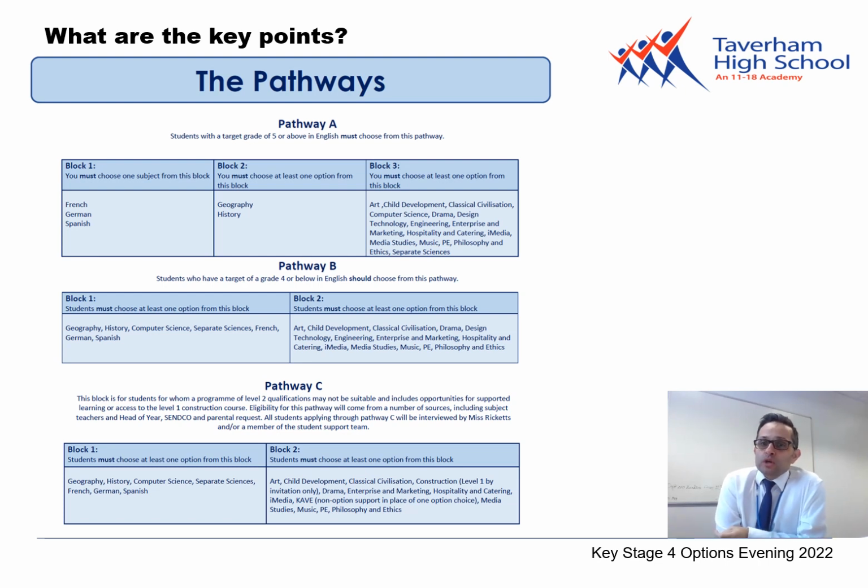If you think that you are a student who would benefit from taking fewer level 2 qualifications, and level 2 is generally a pass and above, so a grade 4 or 5 and above, and you feel that it would be beneficial for you to concentrate more on your core studies, then you may choose pathway C. However, it's most likely this would be done in conversation with our SENCO, Miss Dixon, or a member of the leadership team, and we will make contact if we think that's appropriate. If you're not sure if that applies to you or not, please contact the school, contact myself, Miss Ricketts or Miss Dixon, or your head of year.